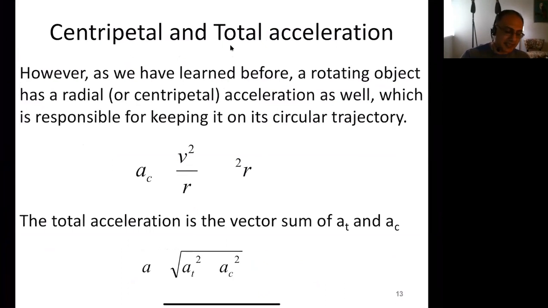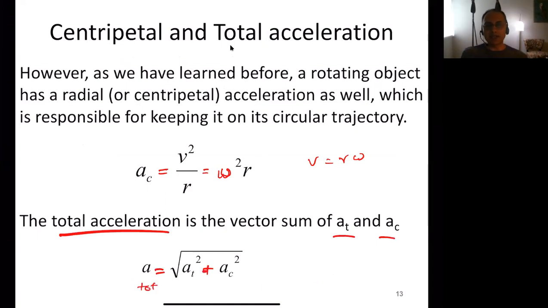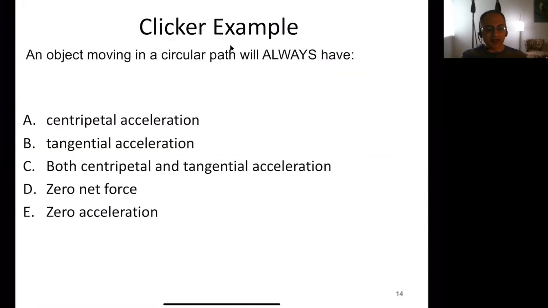All right, so that is the tangential acceleration. And we've just seen there's also the centripetal acceleration, which is v squared over r. You can also write v squared over r as omega squared r, because we know that v is equal to r omega. So that's another way of writing a sub c. And the total acceleration is the vector sum of a t and a c. So a total is equal to the square root of a t squared plus a c squared. Everybody clear about this?